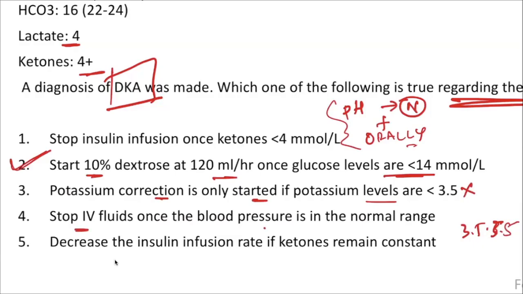Stop IV fluids once the blood pressure is in the normal range. No, that's not the criteria. A large amount of fluids is given in DKA. Decrease the insulin infusion rate if ketones remain constant. No, we increase the insulin rate if the ketone remains constant. So the right one is this one.